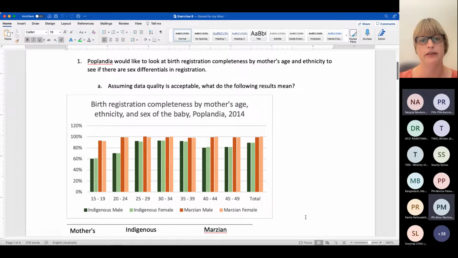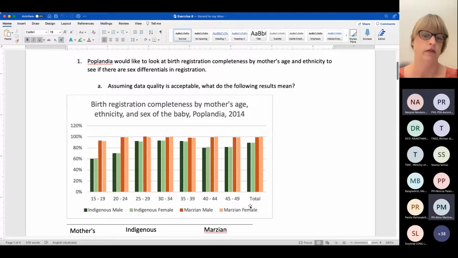Poplandia would like to look at birth registration completeness by mother's age and ethnicity to see if there are sex differentials in registration. If you remember from the lecture, we said we were going to look at this as part of our exercises. So here we are. We're assuming that data quality is acceptable. There isn't anything too crazy going on. We trust our data. What do the following results mean?